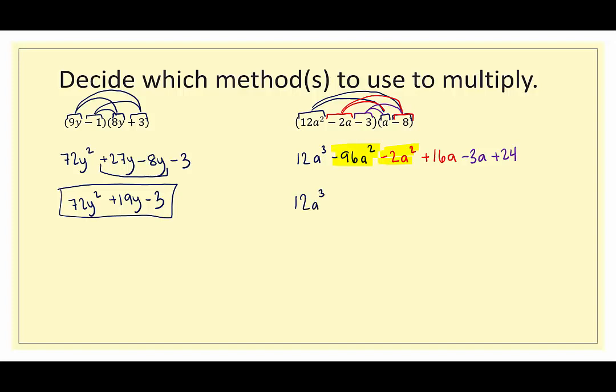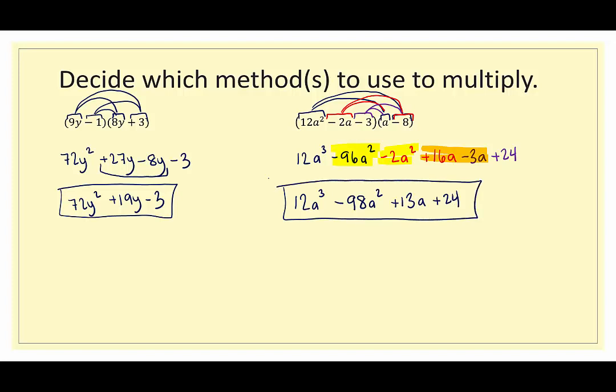So we have 12a cubed. Then we want to combine the minus 96a squared with the minus 2a squared. They're both negative, so it'll still remain negative when we combine them, and we get minus 98a squared. And then we have minus 2a, positive 16a and negative 3a. And when I combine those, positive 16 and minus 3 make positive 13a. And the 24 is the only constant, so we'll just bring it down. And here we have our final product when we multiplied the trinomial by the binomial.